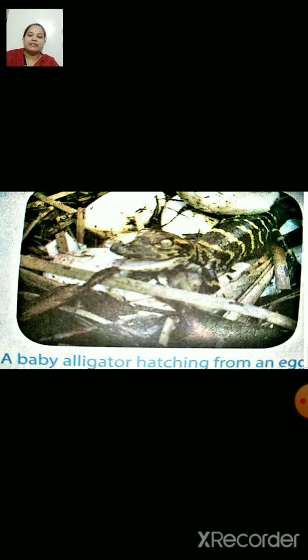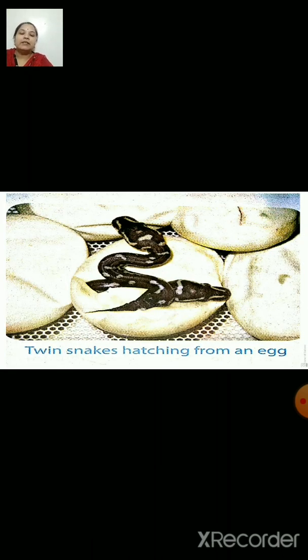Now, yes, this is a picture of an alligator. Right. So the alligator also hatches from an egg. Can you see the picture? Here there are a few eggs and a baby alligator coming out from the egg. This is, yes, a snake, which also lays eggs from where the snakes come out. Now butterfly. Yes, butterflies also lay eggs.